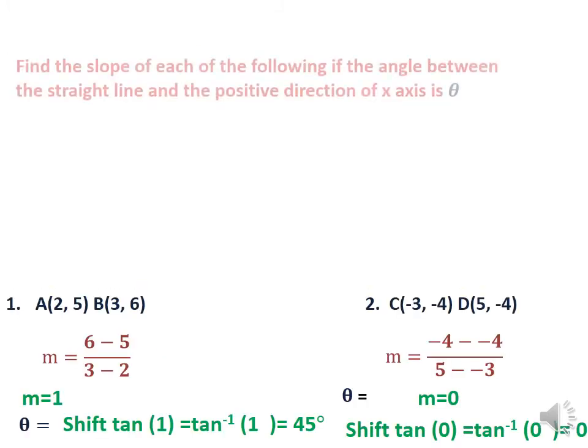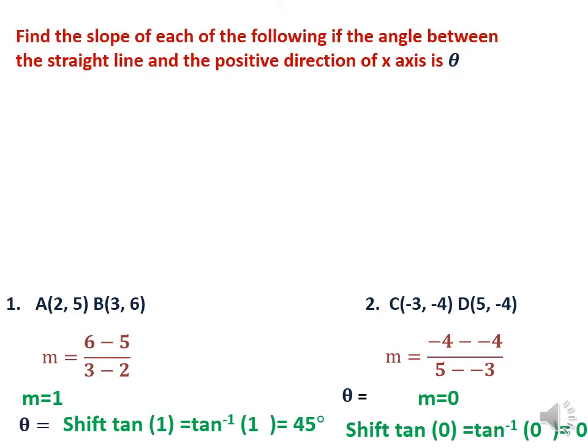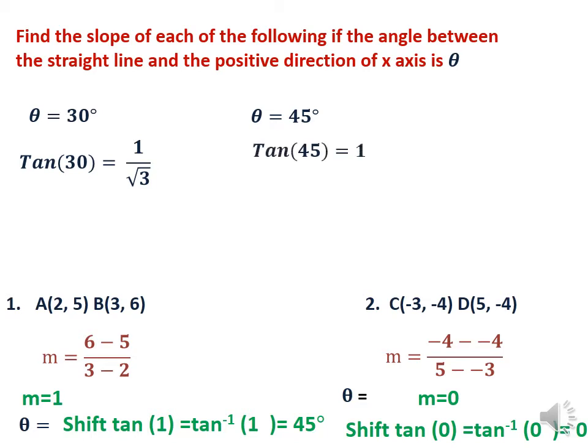Okay, find the slope of each of the following. If the angle between the straight line and the positive direction of the x-axis equals, first, 30, the slope will be tan 30, which equals 1 over root 3. Second, theta equals 45, so the slope will be tan 45, which equals 1.